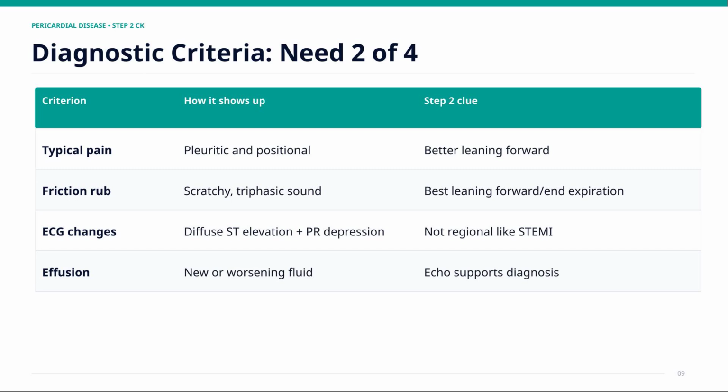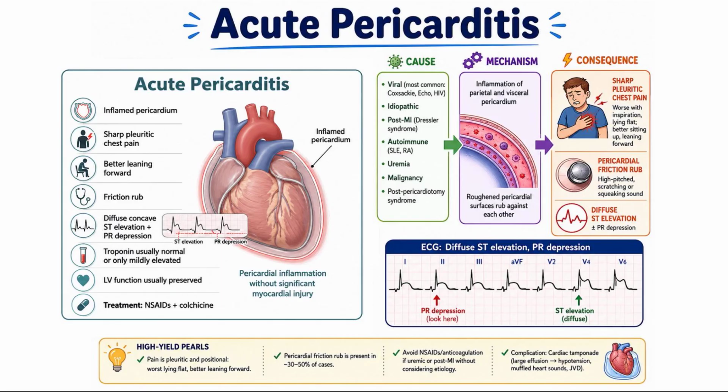Causes. Viral infection is the big one. Coxsackie, echovirus, even HIV. Plus idiopathic cases, post-MI Dressler syndrome, autoimmune disease like lupus or RA, uremia, malignancy, or after cardiac surgery. The mechanism is simple. Inflammation roughens the parietal and visceral pericardial layers, and they literally rub against each other. Ouch. The consequence? Sharp pleuritic chest pain, that telltale friction rub, and diffuse concave ST elevation with PR depression on ECG. Notice the PR depression, especially in lead 2.